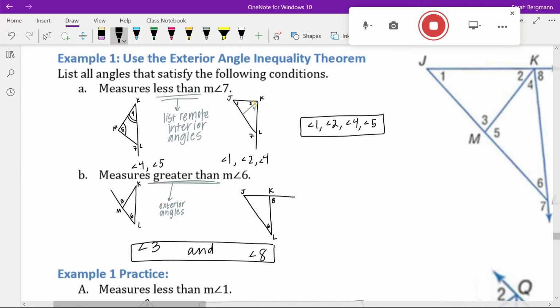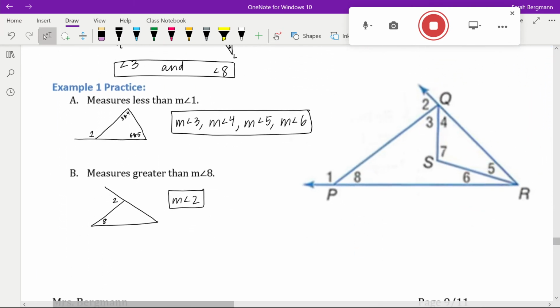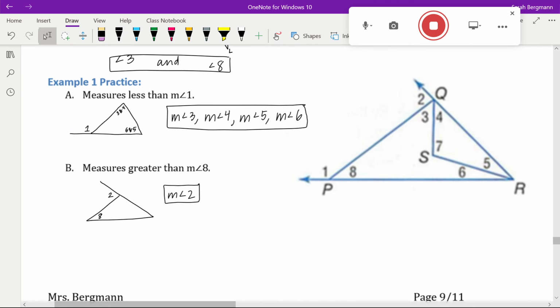Pause the video and try the practice problem below. Here are the correct answers.